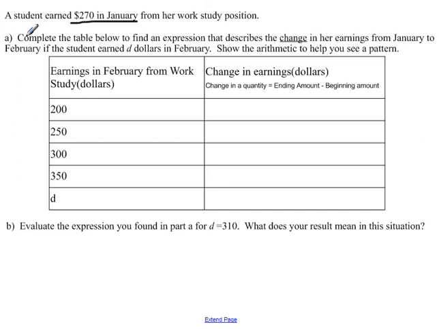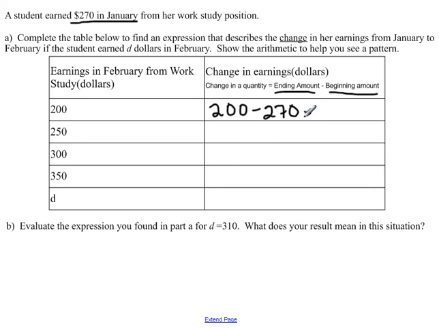So let's turn our attention to part A, complete the table to find an expression that describes the change in her earnings. Remember, anytime we want to find the change in a quantity, it's the ending amount minus the beginning amount. Here, because we're talking about January and February, February will be the ending amount and January will be the beginning amount. So to find the change, we take the ending amount, which is 200, and we subtract the beginning amount. Now notice the beginning amount is always going to be 270 because the amount that she earned in January is set. That part's not going to change.